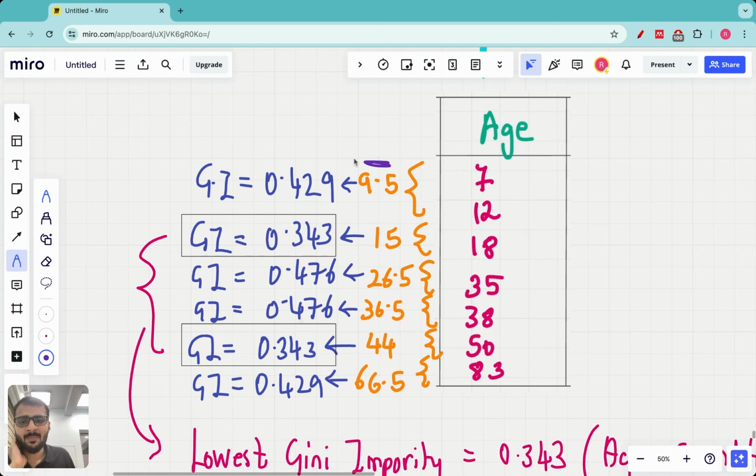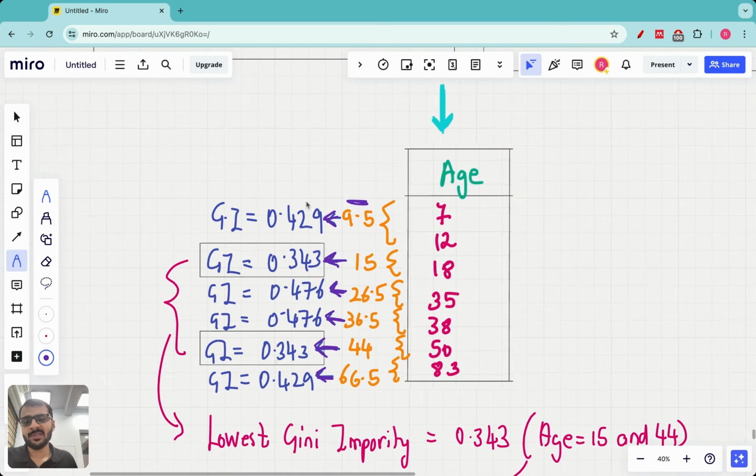For age less than 9.5, the Gini impurity is 0.429. For age less than 15, the Gini impurity is 0.343. For age less than 26.5, it's 0.476. For age less than 36.5, it's 0.476. For age less than 44, it's 0.343. And for age less than 66.5, it's 0.429.